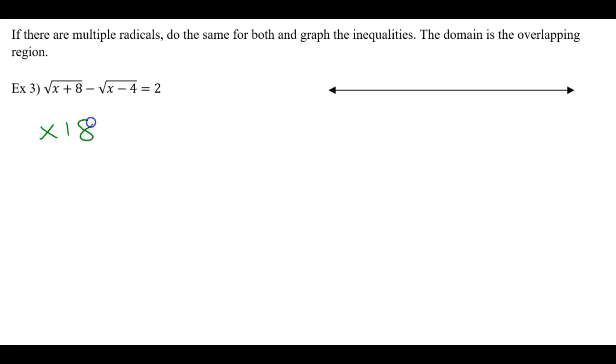So x plus 8 has to be greater than or equal to 0. But also for this problem to work, x minus 4 also has to be greater than or equal to 0. So basically, we need to make sure that both of them end up having a positive number underneath so we get real solutions. So subtract 8 over. x is greater than or equal to negative 8.